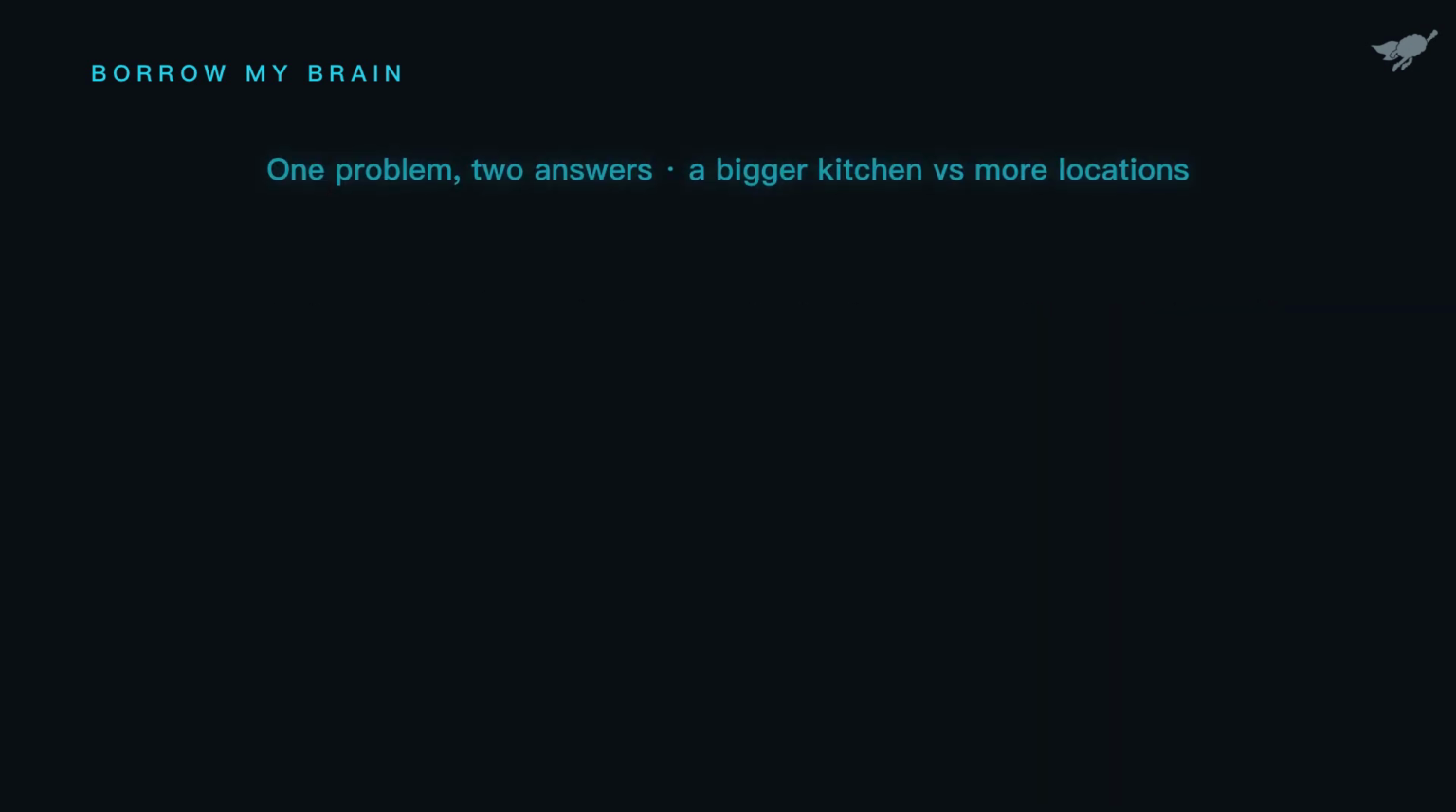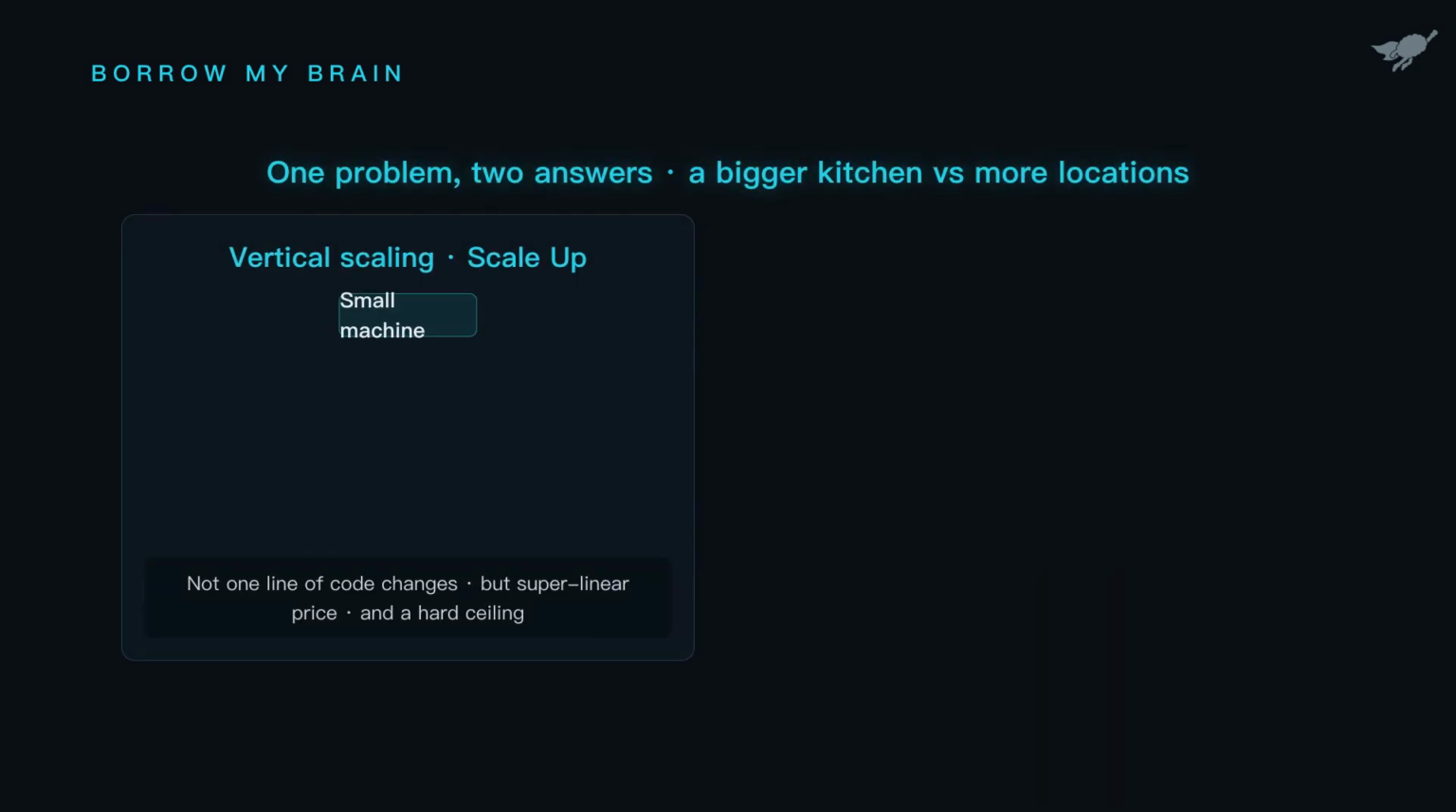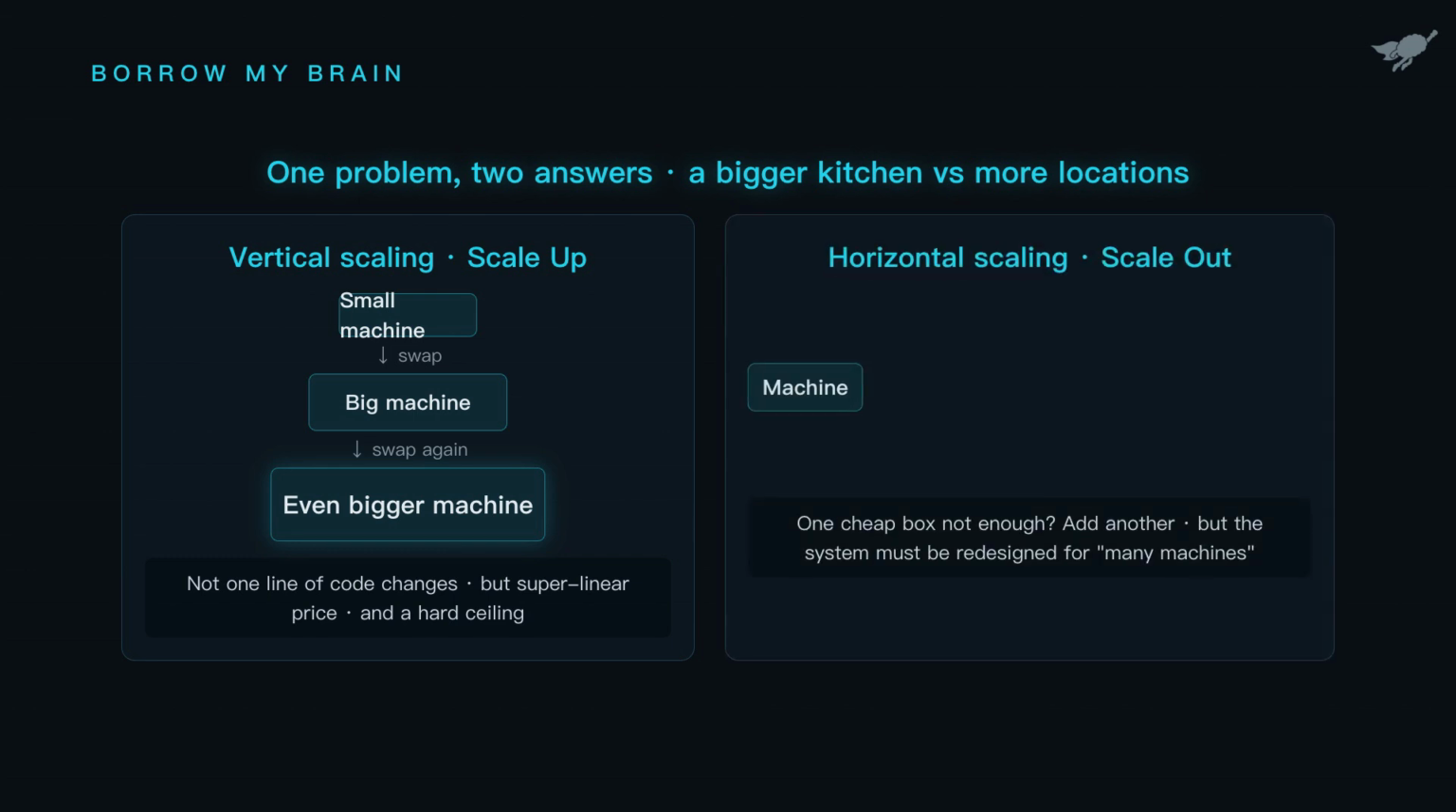First, 2 terms we need to get straight. You run a restaurant and the line is out the door. 2 ways to go. Way 1, get a bigger kitchen. More burners, hotter flames. That's vertical scaling. In proper jargon, scale up. Still one machine, just a beefier one. Way 2, open another location next door. That's horizontal scaling. Scale out. The machines stay cheap. You win with quantity.